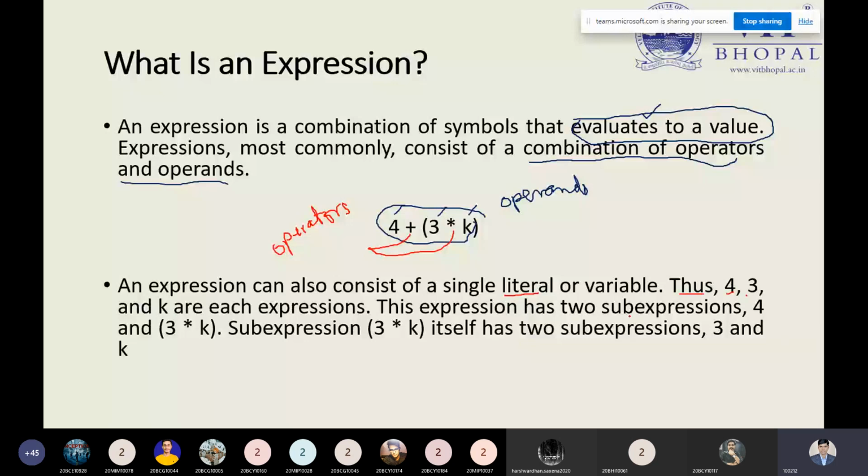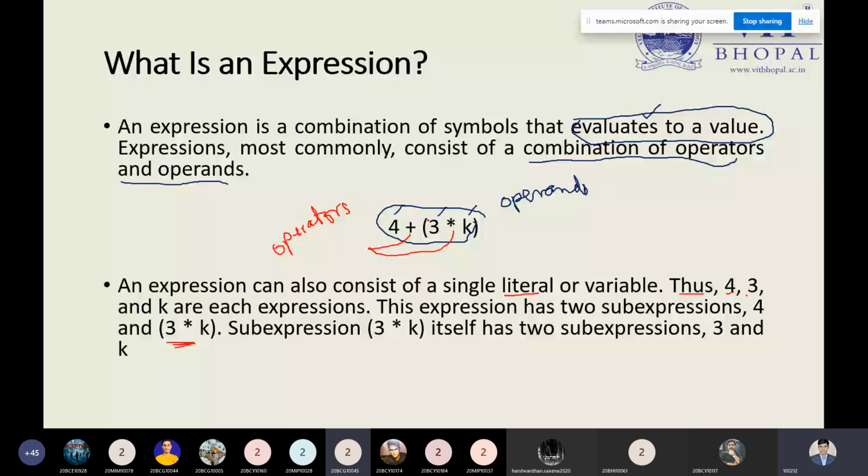This expression has two sub-expressions, 4 and this one. So first we need to evaluate the bracket part, that is also a sub-expression of the main expression. So what is the main expression? 4 plus 3 into k. So the result given by 3 into k is to be added to the 4. So that's why we can say it has different sub-expressions. So we can say it is correct. Now is it clear to all what is meant by the expression?